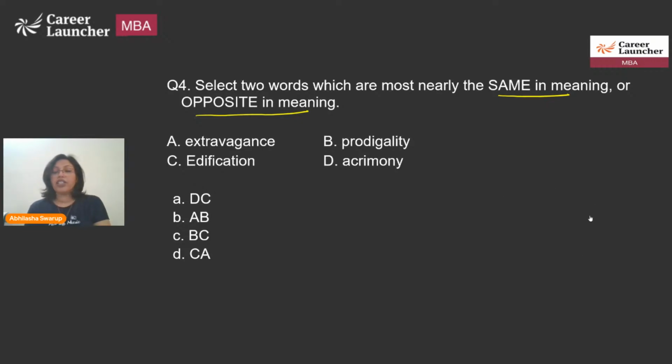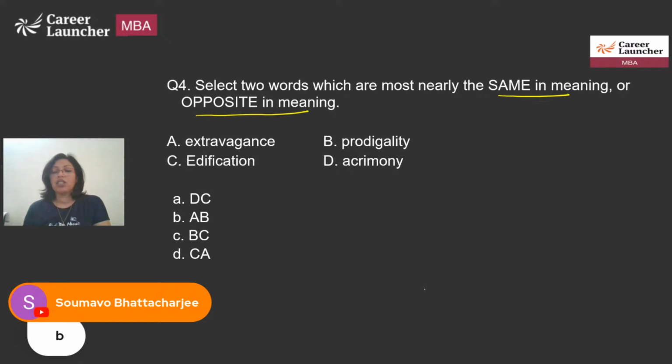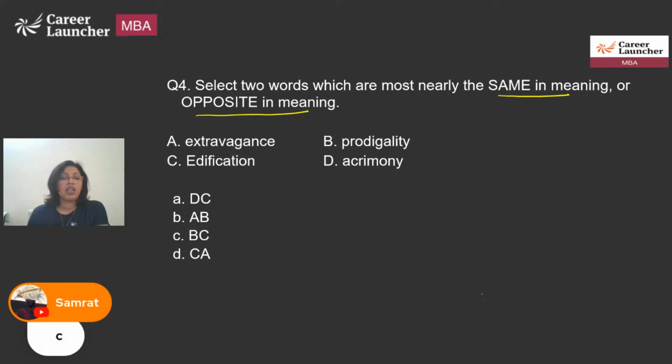All right, I've started getting some answers. Sumavo says B is the correct answer. Akshay, Samrat, online guy, waiting for your answers. All right, Samrat says C is the correct answer.